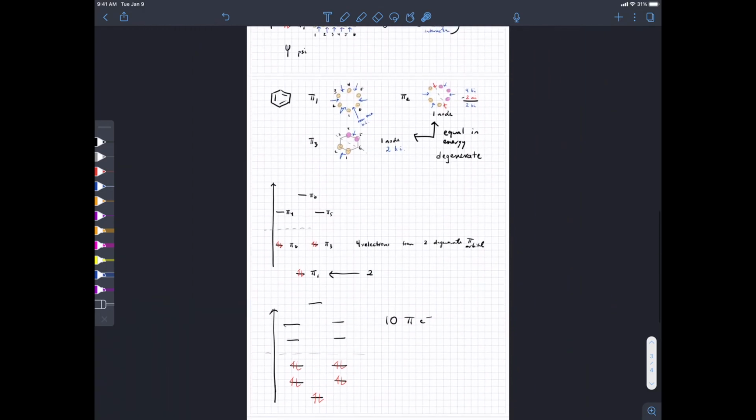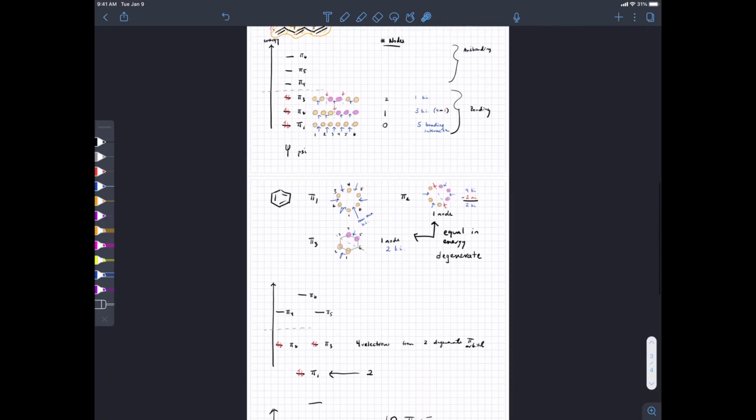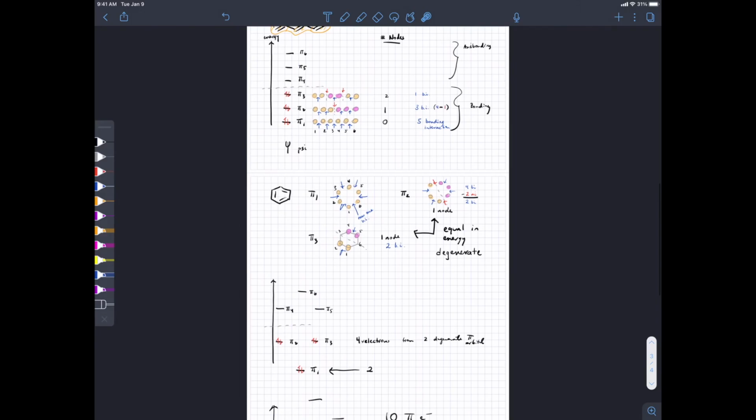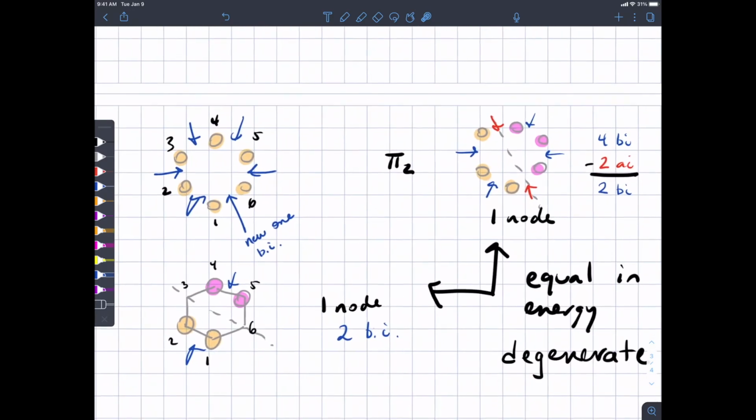Now, any questions you want to ask so far? Getting there? Yeah. Just back up to the pi 2 and pi 3 bonding orbitals. I was curious why you had 2 antibonding, like there's one node, but you had -2. Uh-huh. The other one you had what seems like the equivalent.